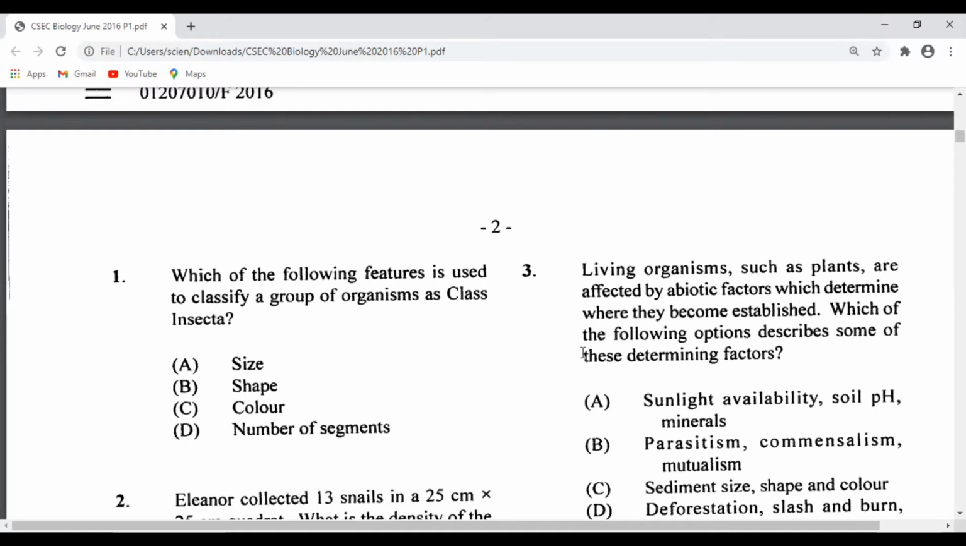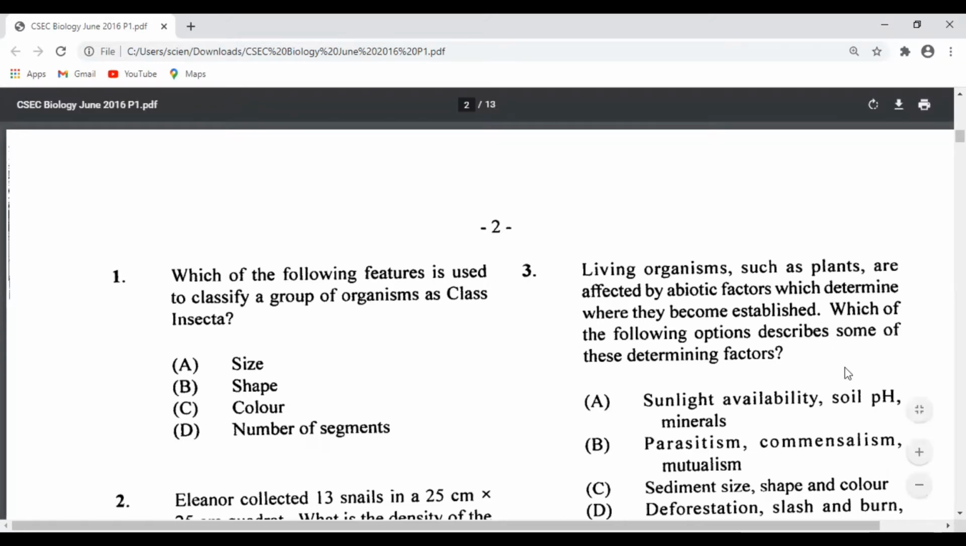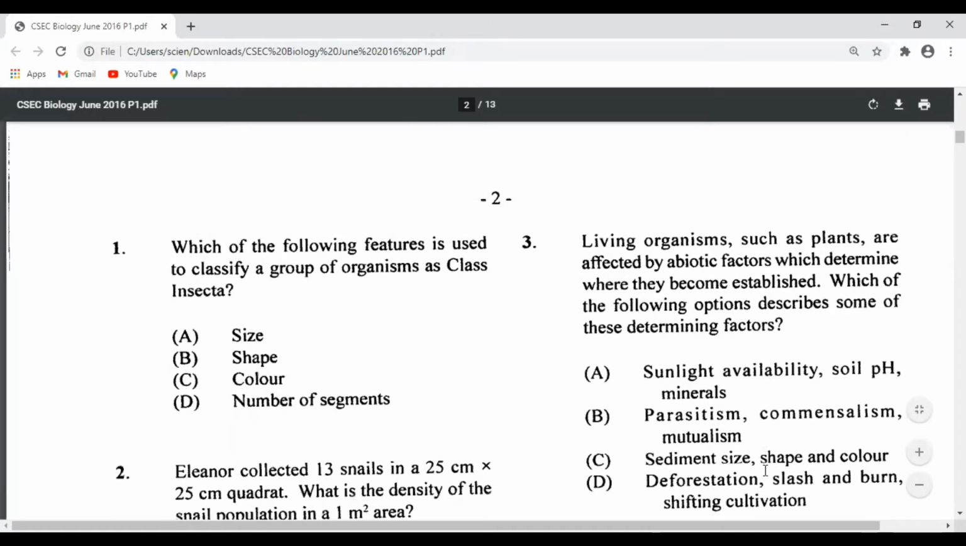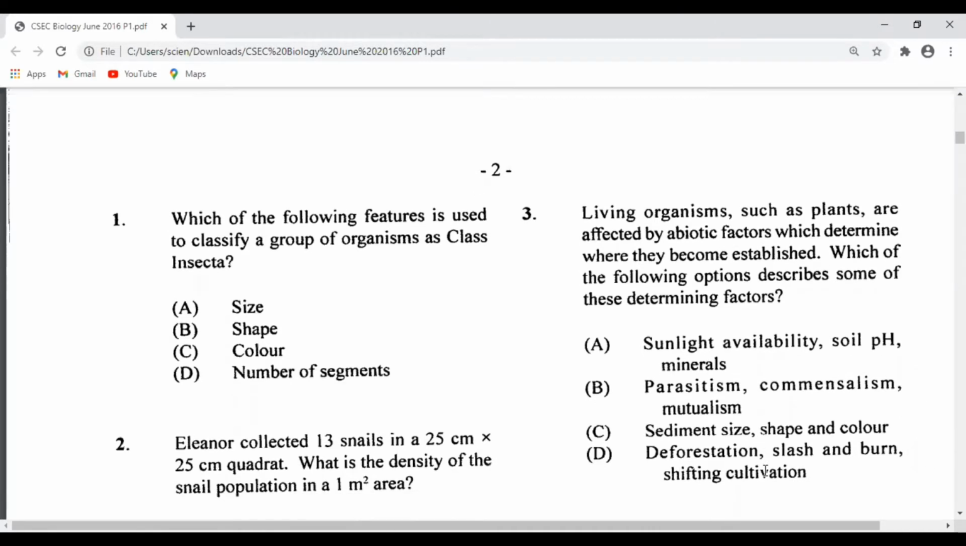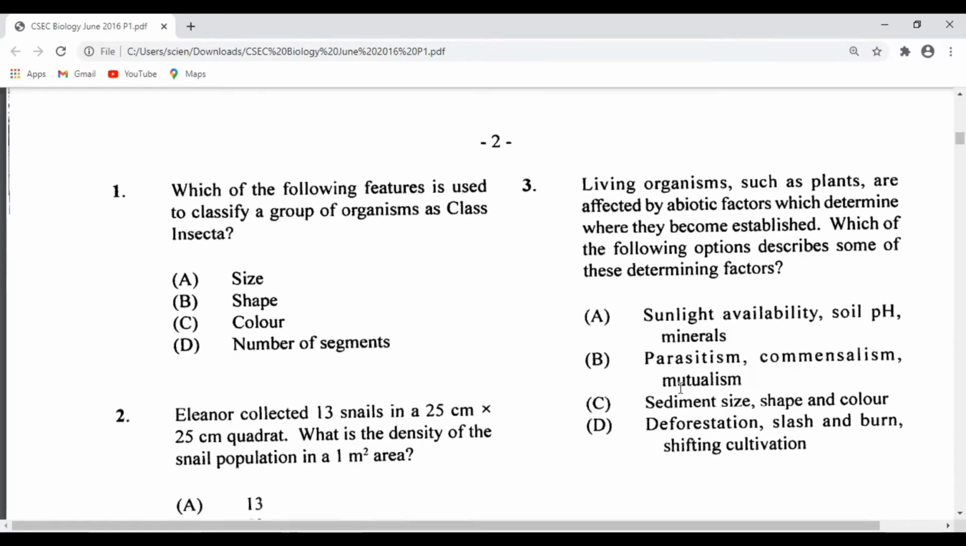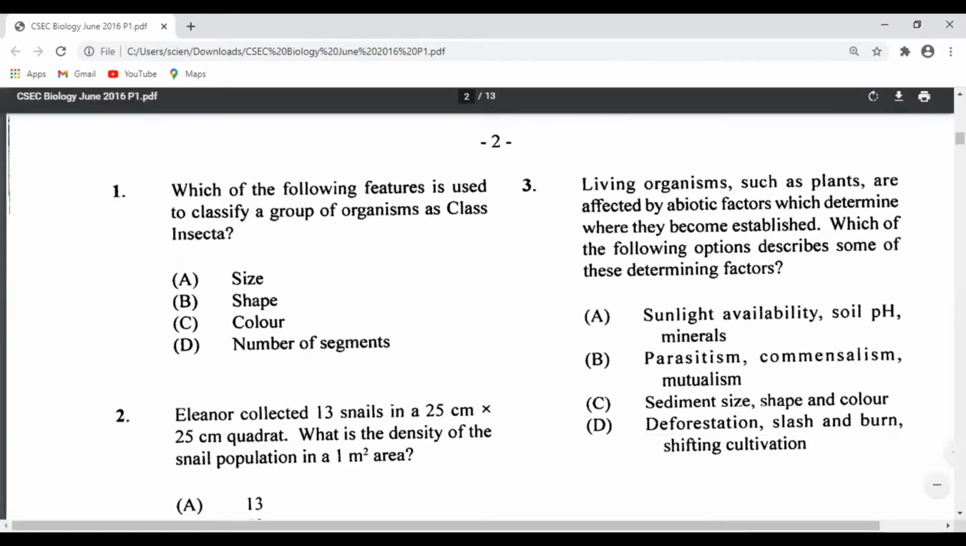So we have A, sunlight availability, soil pH, minerals; B, parasitism, commensalism, mutualism; C, sediment size, shape and color; D, deforestation, slash and burn, and shift in cultivation. So the answer would be A, because these are factors that actually affect the environment, like sunlight availability and soil pH. So question 3 would be A.